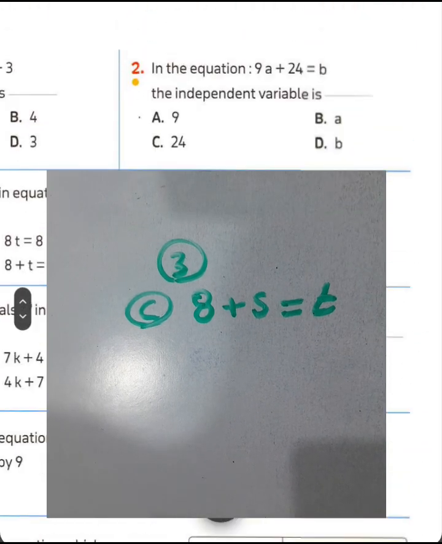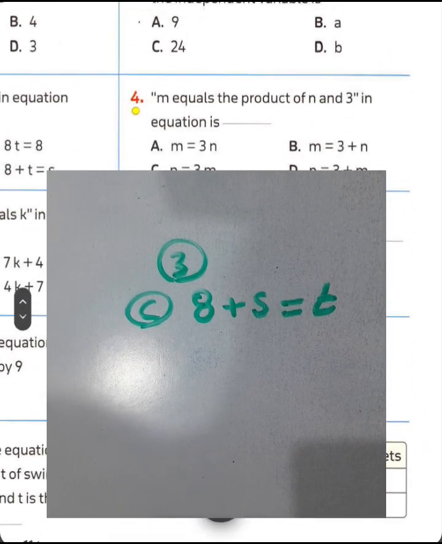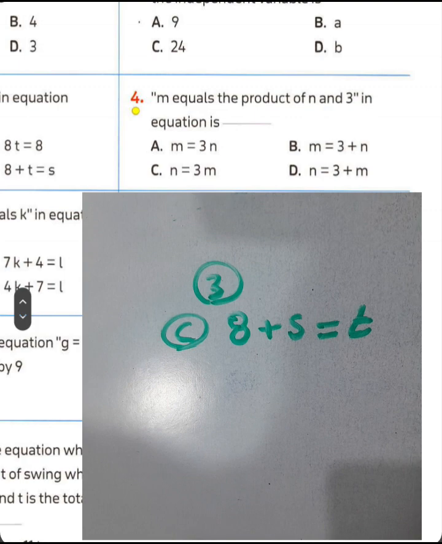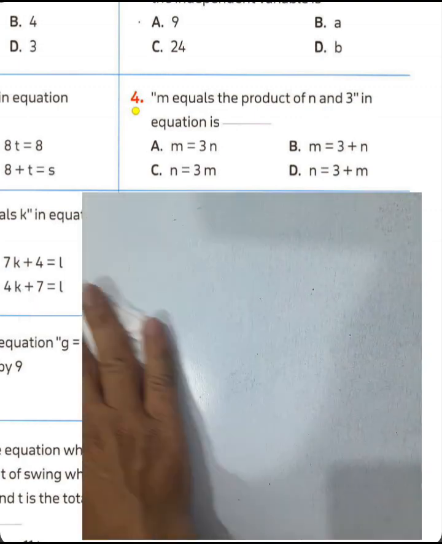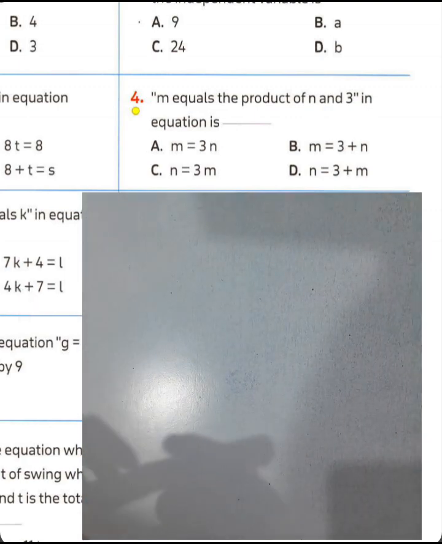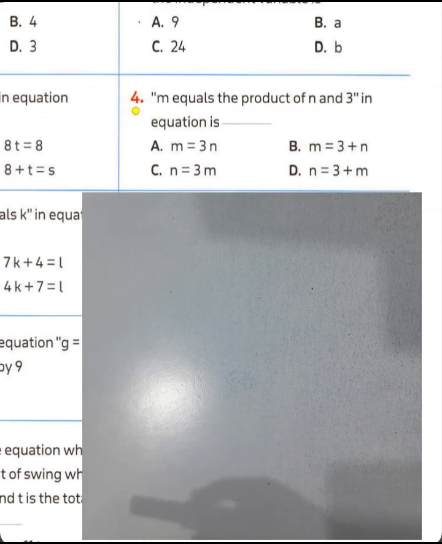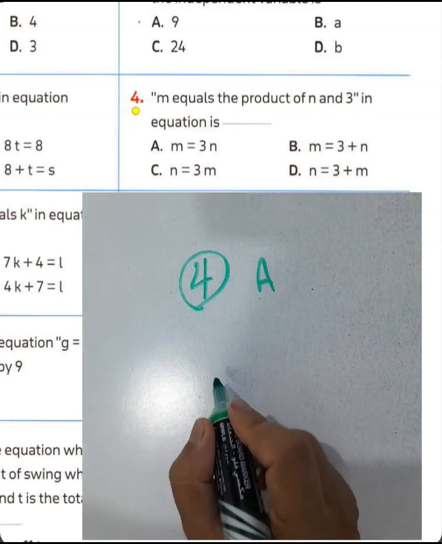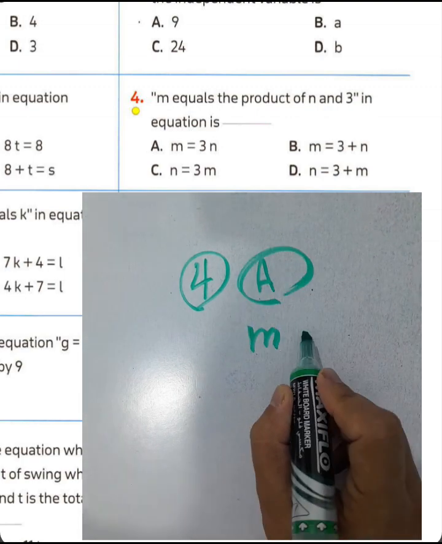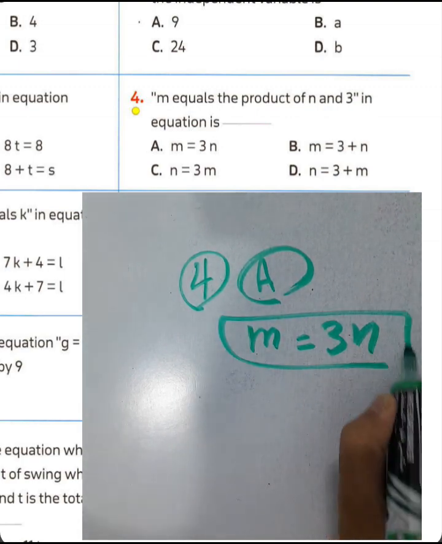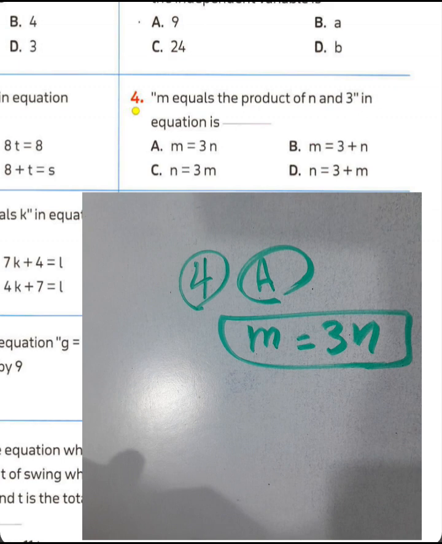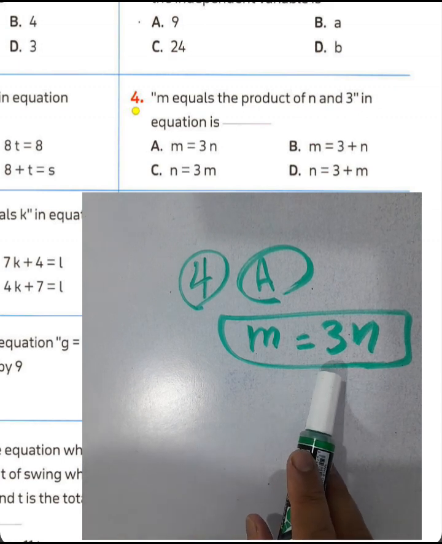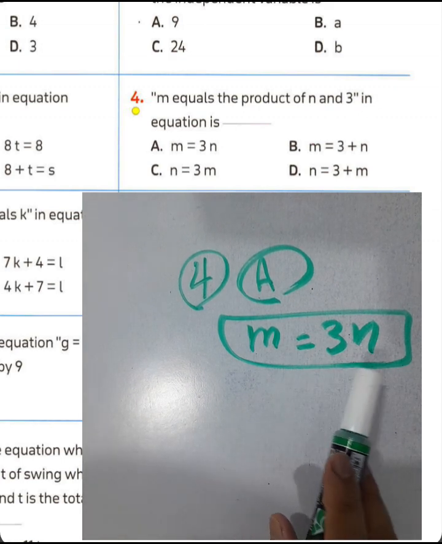Number 4. M equals the product of n and 3. M equals 3n. Number 4, choose letter A. M equals 3n. M equals the product of n and 3. M equals 3n.